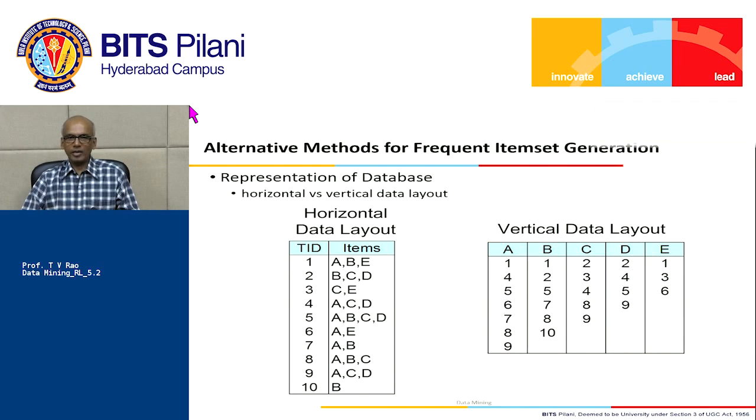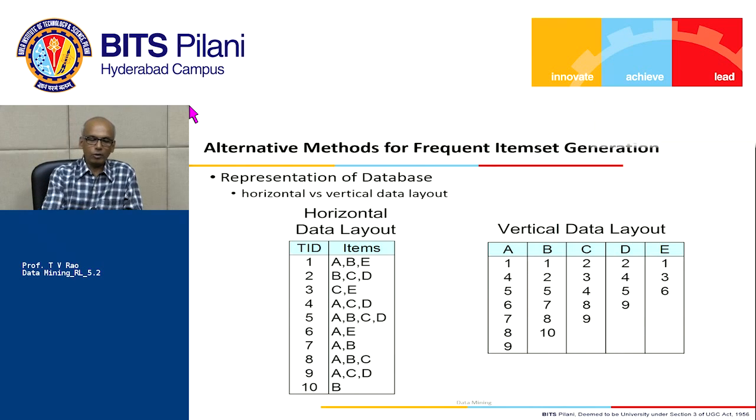And there are some alternative techniques that people use for frequent item set generation. One thing that they try is changing the representation of the database. Instead of representing individual transactions and for each transaction representing the items, they represent each item and identify the list of transactions in which it is part. Thereby you are getting the support level quickly.